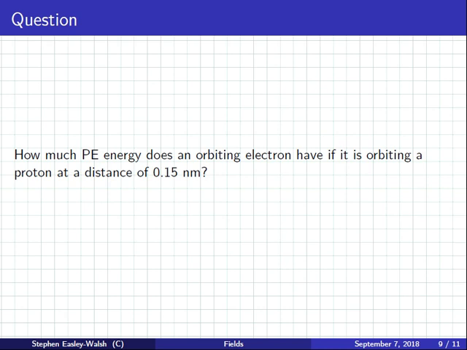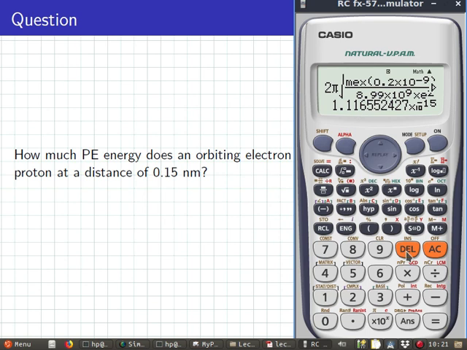Answer? Let's have a look. So that would be K times this Q1 Q2 over the distance. No square.